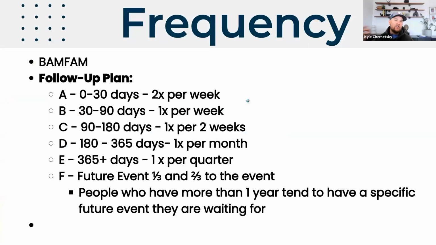So on the one-to-one side, I believe this is the best strategy you can have. Book a meeting from a meeting. At the end of every appointment, book your meeting from that meeting. And then have a follow-up plan based upon the timeline that they give you. So if they're going to need to transact in the next 30 days, you're following up twice per week.